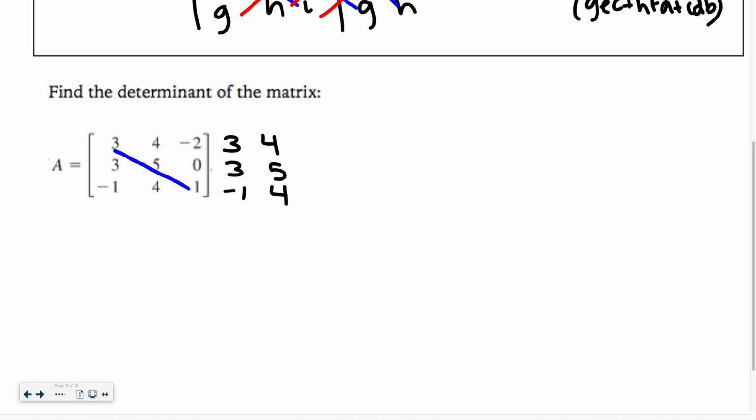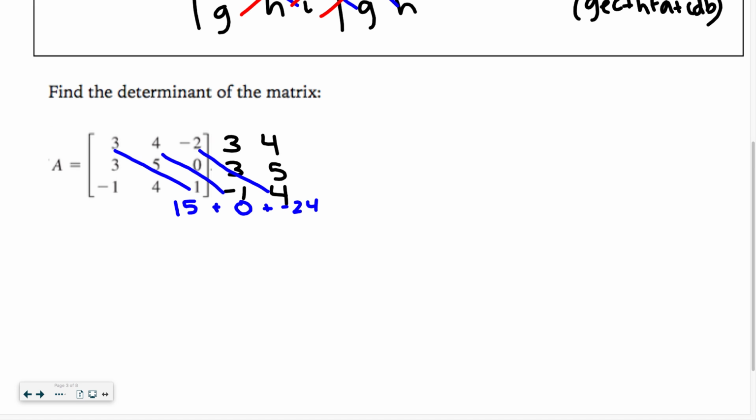3, 1, 5, or sorry, 3, 5, 1 is going to multiply to be 15, right? So I just write that at the bottom of the diagonal. And then I'm going to put a plus sign, and I'm going to do my next diagonal. 4, 0, negative 1 is going to multiply to be 0. And then I'm going to multiply on the next diagonal, negative 2, 3, 4. That's plus negative 24 or minus 24.